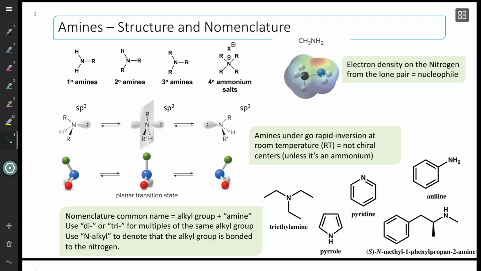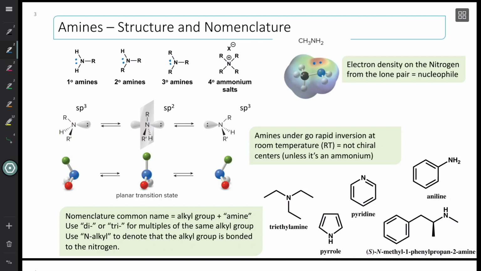Amines also have a lone pair, right? That's not really drawn in here. It's here in every case, except of course the ammonium salt where you've used it up. And that lone pair means that there is a hotbed of electron density around the nitrogen. This is where the lone pair resides, right? And that electron density makes the nitrogen a good nucleophile. It's electron rich. So you'll see a lot of reactions where you're using that lone pair.